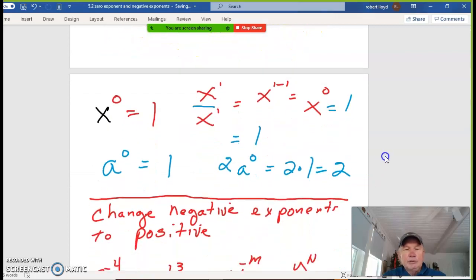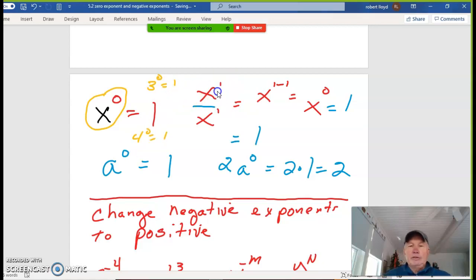Now we get to the zero exponent. Anything to the 0 power is 1. So if we had 3 to the 0 power, it would be 1. If we had 4 to the 0 power, it would be 1.